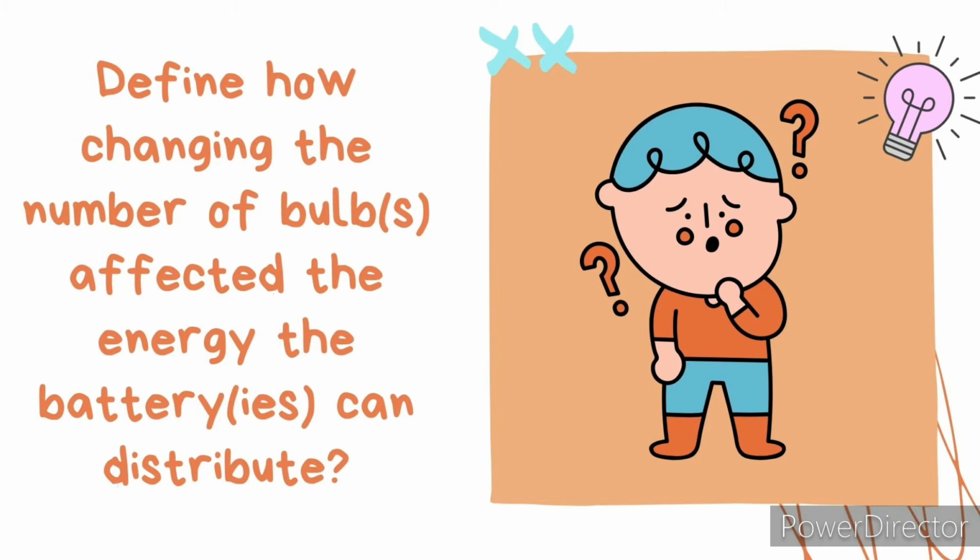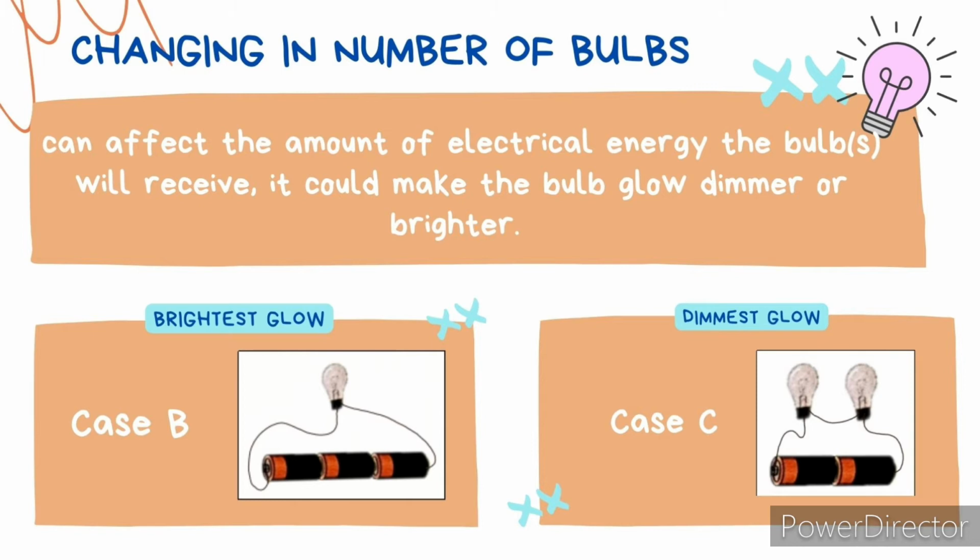Define how changing the number of bulb or bulbs affected the energy the batteries or battery can distribute. Changing the number of bulbs can affect the amount of electrical energy the bulb or bulbs will receive. It could make the bulb glow dimmer or brighter. So in case B, we have 1 light bulb and 3 batteries. And then in case C, we have 2 light bulbs and 2 batteries.